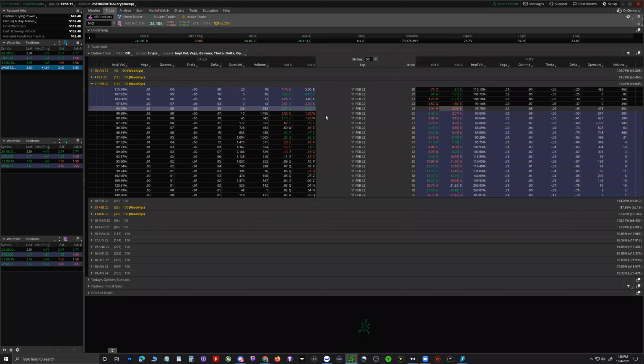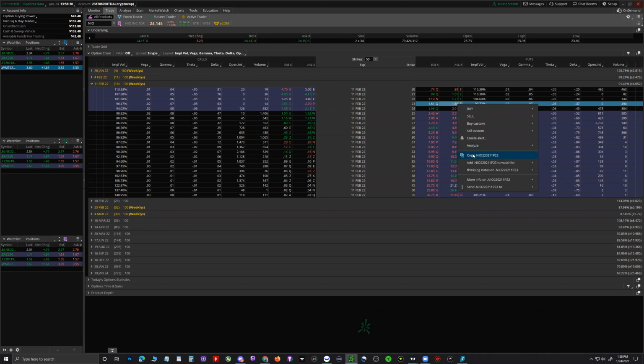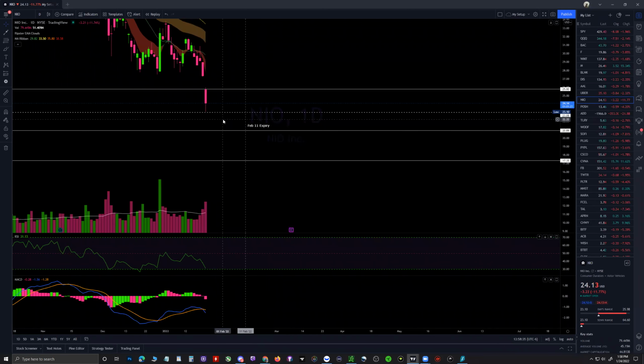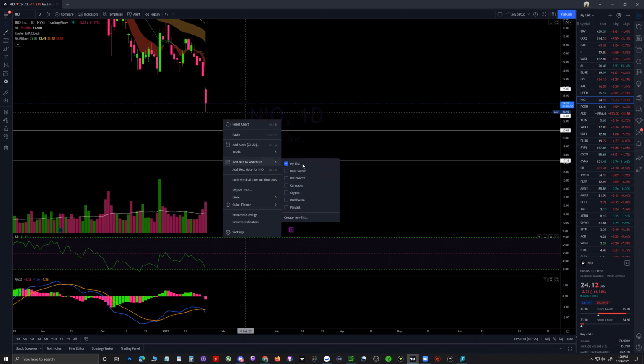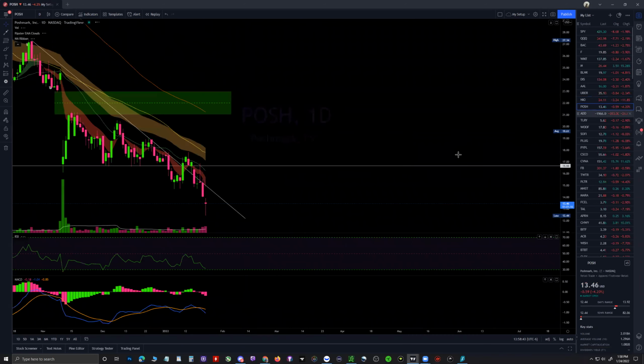So let's take a look here at the $23 puts. We're looking at about $160 per contract. We've got a theta of 0.6, which is not bad, and a delta of 37, which is also not bad. I'm going to add this to our watch list or our playlist and come back to it. This will be a possibility. Let's move on.